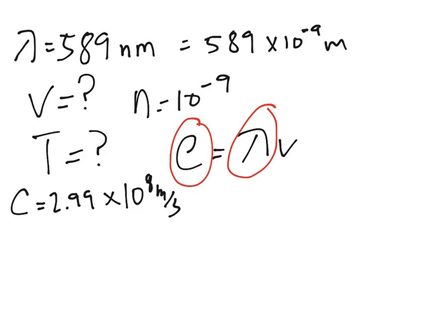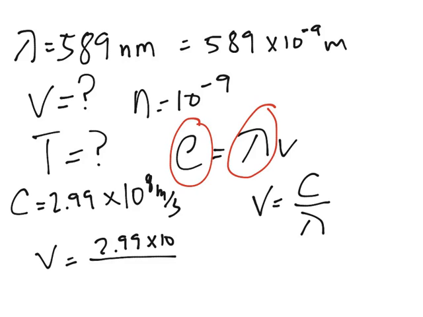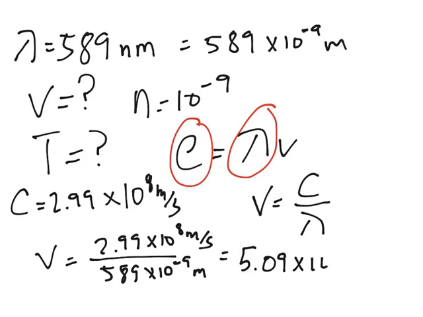So we just solve for the frequency in this equation. So nu is equal to the speed of light over lambda, and that will be equal to 2.99 times 10 to the 8 meters per second over 589 times 10 to the -9 meters. So that's just equal to 5.09 times 10 to the 14 hertz, or 1/second.